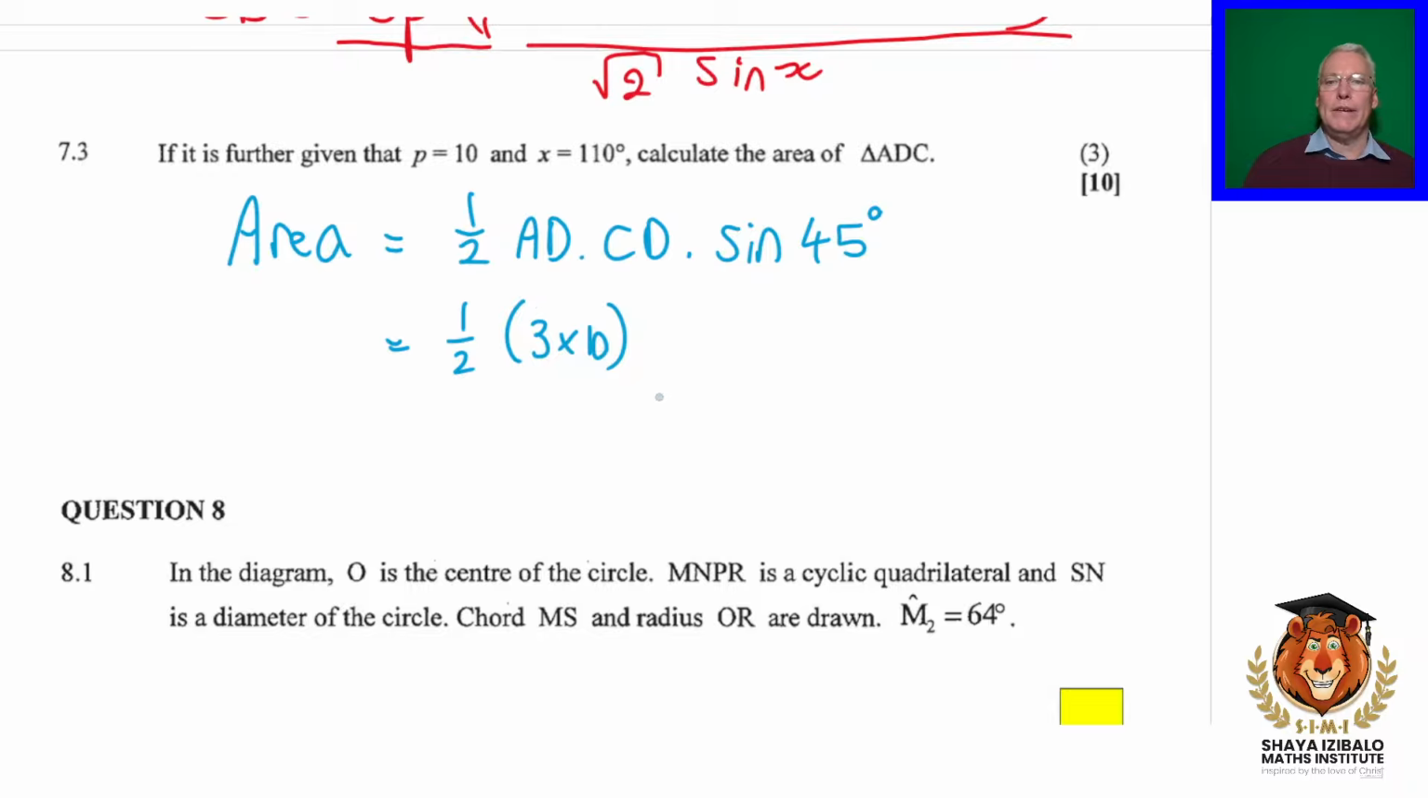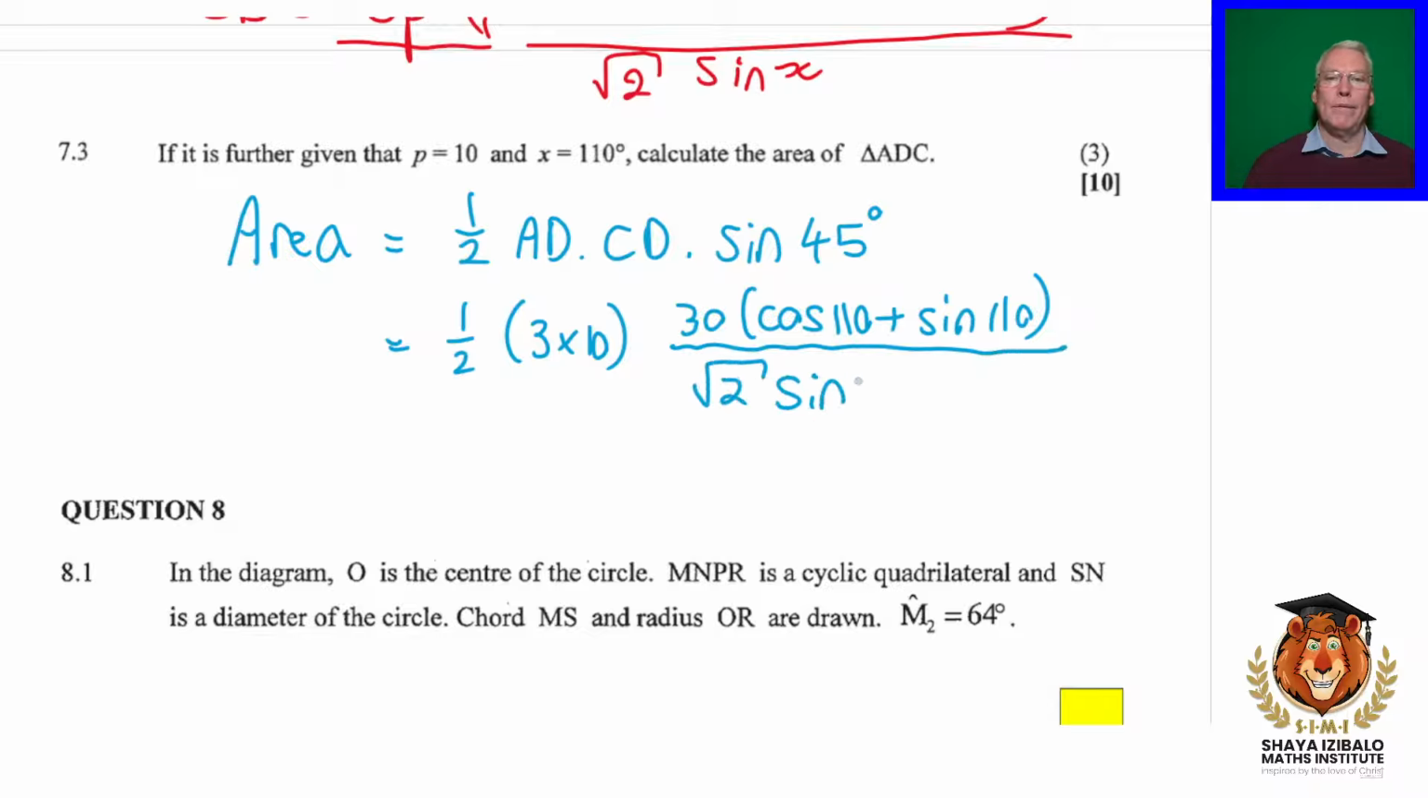CD, well, there's CD there, all right. CD is going to also be 30, and there's going to be cos of 110 plus sine of 110 over root 2 sine 110, all right, times the sine of 45. Okay, so quite a hectic thing, but we can slot all of that into a calculator and we just get 143,11 units squared.